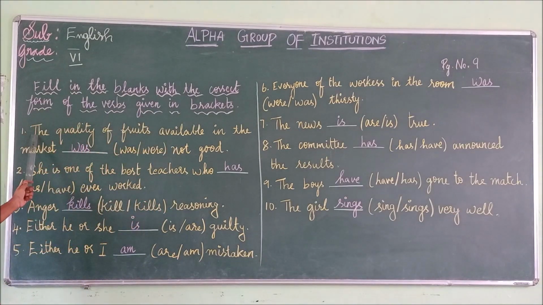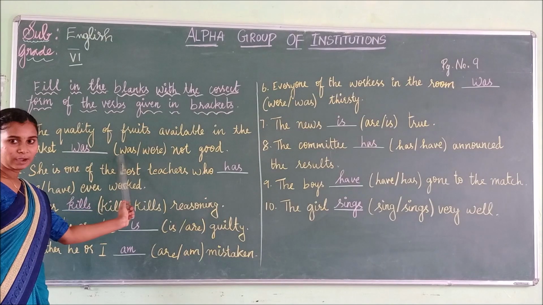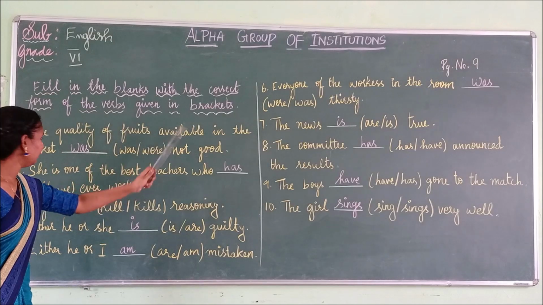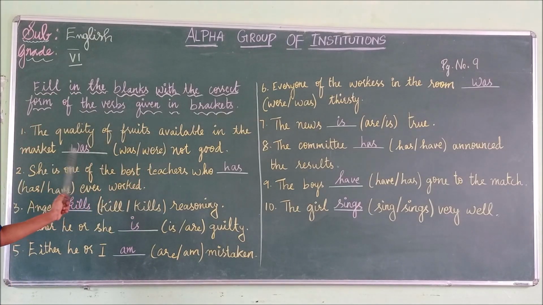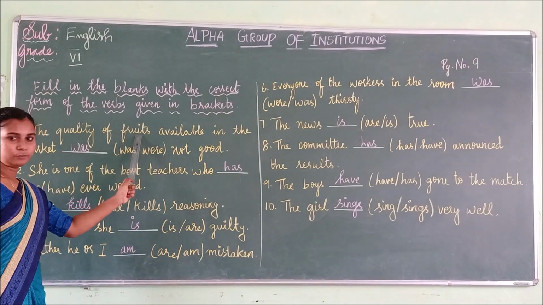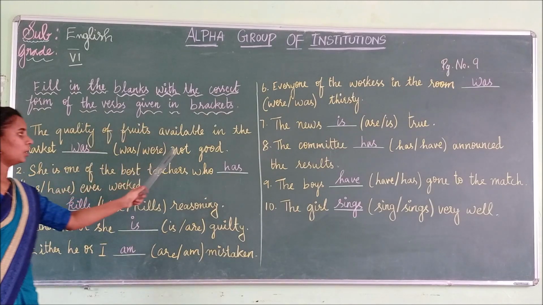Okay. First one, the quality of fruits available in the market dash. You have got a choice: was, were, not good. So the quality of fruits available in the market. What is the answer? Was not good. The answer here is was, because here they are talking about the quality, not the fruits. Here you have got fruits in the plural form and the quality is in the singular form. So you have to use was because quality denotes singular form. So the quality of fruits available in the market was not good.